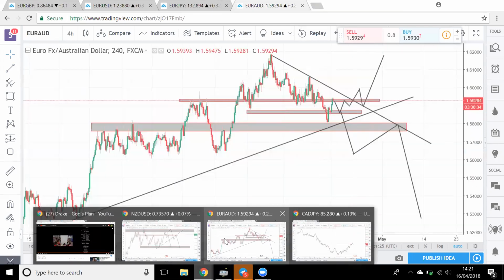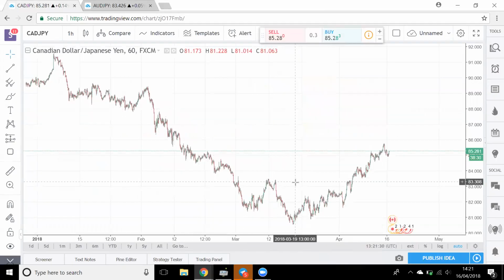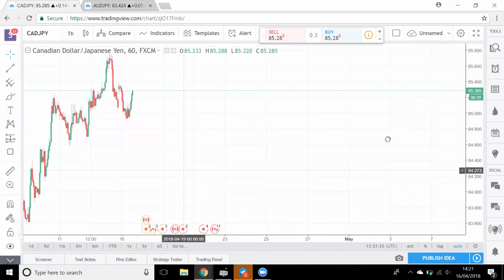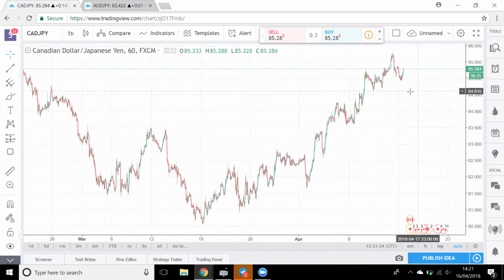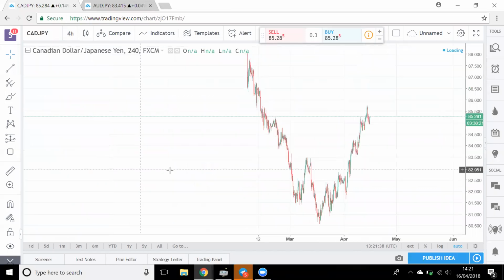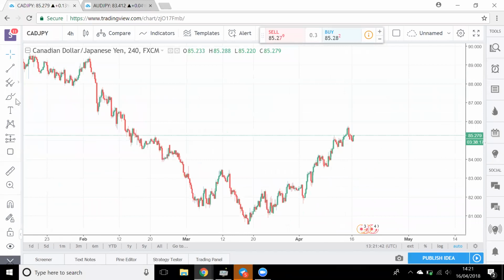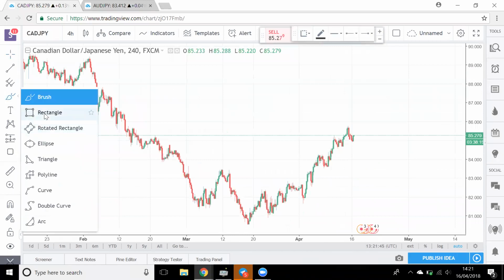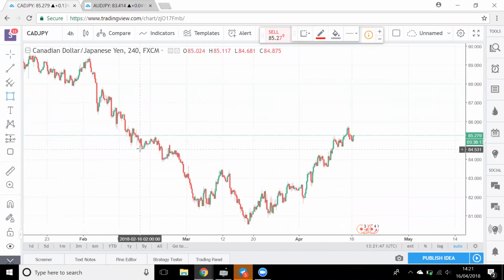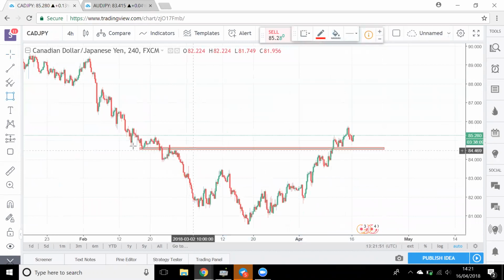The last ones I was going to do, I was going to do the CAD. I was going to do the yen pairs. So all my yen pairs have the same kind of analysis. So all up in the higher time frame, but we want to see dips. So we want to see dips, take the entries. So we got that zone there covered, and then we got that zone now.